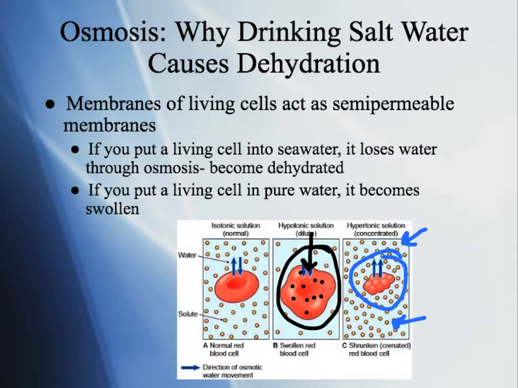So that's what happens. You probably have heard of or studied isotonic versus hypotonic versus hypertonic solutions in biology, where isotonic means equal, hypo means the concentration is less, and hyper means the concentration of solute is more. So that's how it works in living cells.